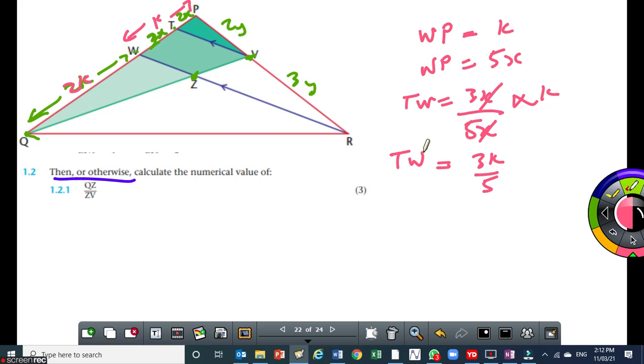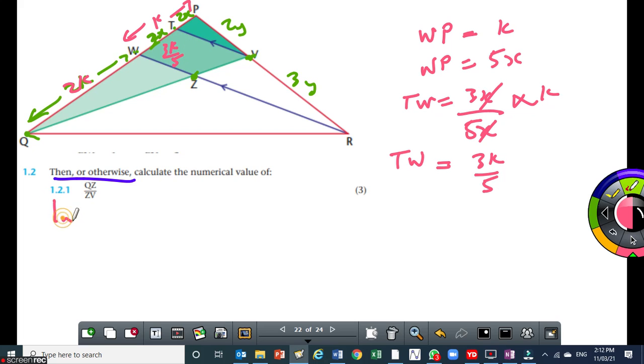Okay? So this will be 3k over 5. Fortunately, I know that QW is equal to 2k. So I can find this ratio. But the key is finding the length of TW in terms of K, or you can find the length of QW in terms of X. Then you can carry on. If you can't do either of those two, then you have a nightmare for the question.